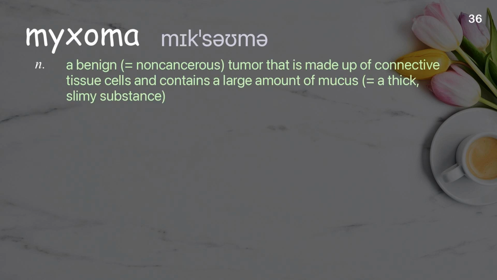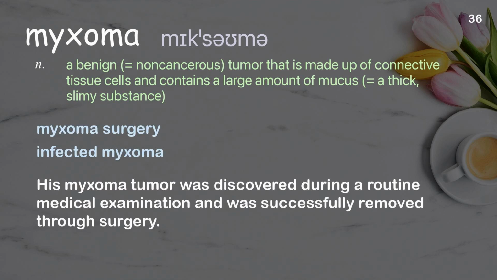Myxoma. A benign, non-cancerous tumor that is made up of connective tissue cells and contains a large amount of mucus, a thick, slimy substance. Examples: Myxoma surgery. Infected myxoma. His myxoma tumor was discovered during a routine medical examination and was successfully removed through surgery.